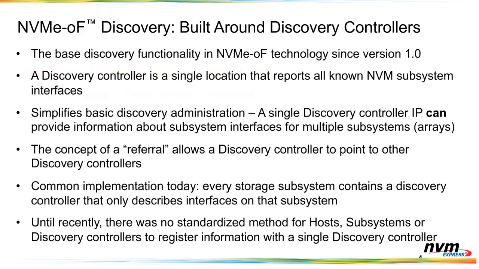So NVMe over Fabrics is built around discovery controllers. And this has been the case since the base functionality for NVMe over Fabrics was released in version 1.0. The discovery controller is a single location that reports all known NVM subsystem interfaces. What discovery controllers do is simplify basic discovery administration. This is because a single discovery controller IP address can provide information about subsystem interfaces for multiple subsystems or arrays if you were to come up with a mechanism where they could share that information between them.